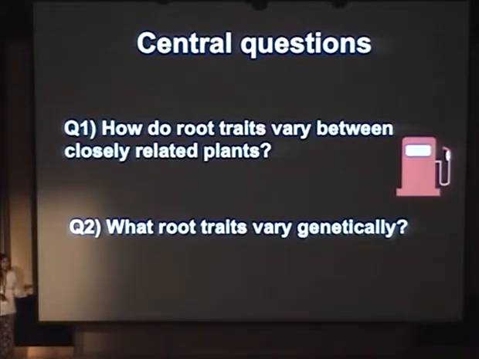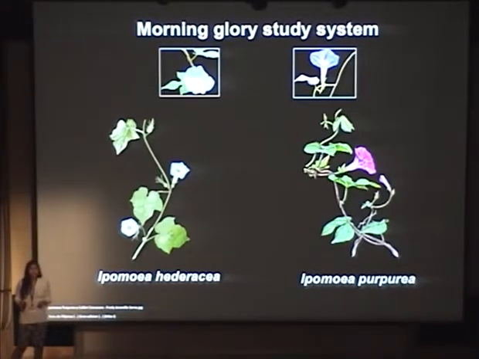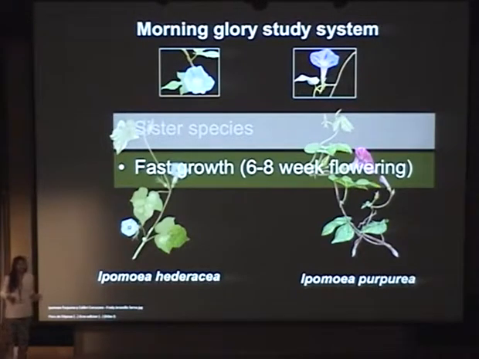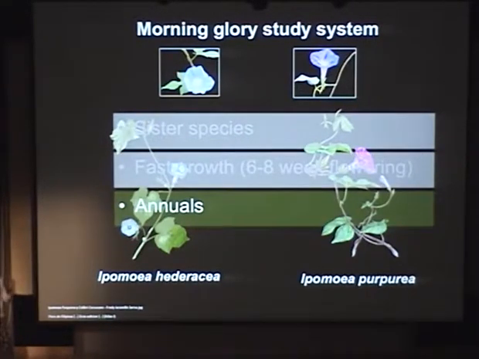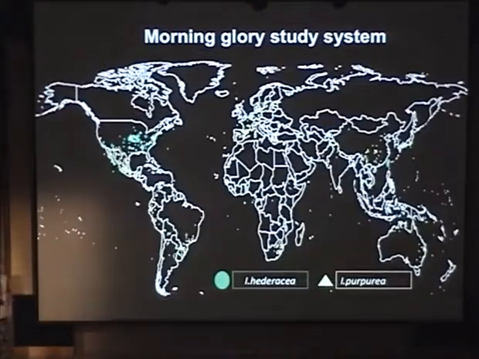And so as a preliminary experiment, I looked at whether or not we have this fuel for the process by addressing these two questions. How do closely related plant species vary in root traits, and is there evidence for a genetic basis in those traits? I'm using a morning glory study system, Ipomoea heteracea and Ipomoea purpurea, because first they're sister species, secondly, they're fast growing, thirdly, they're annual, so I can have fitness estimates within one growing season, and lastly, they're diploid, so that eases any genetic analysis I want to do in the future.